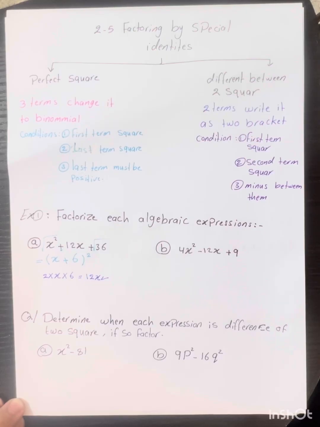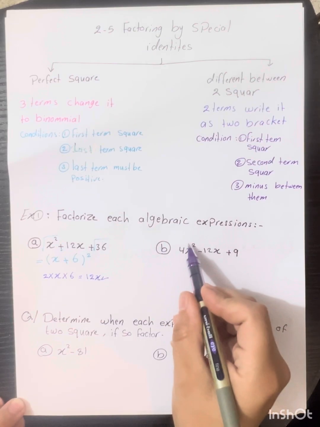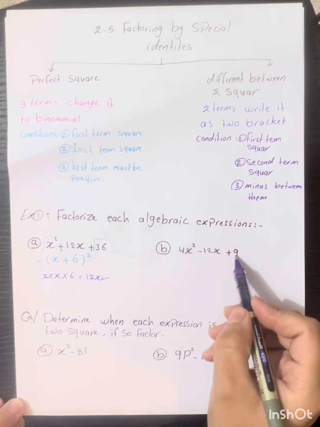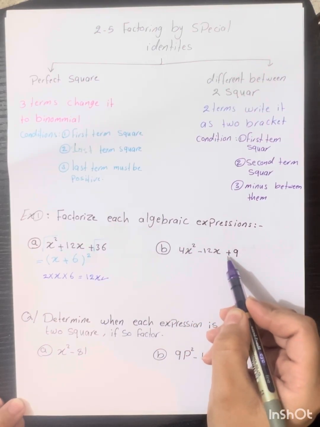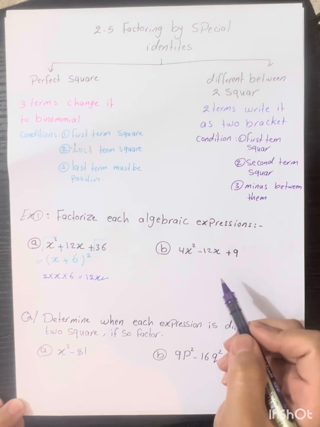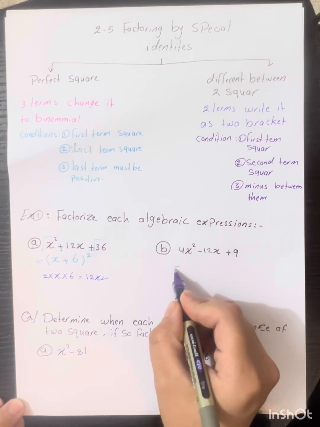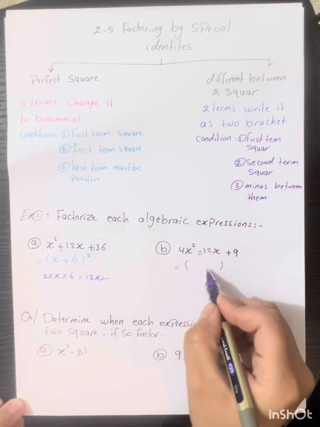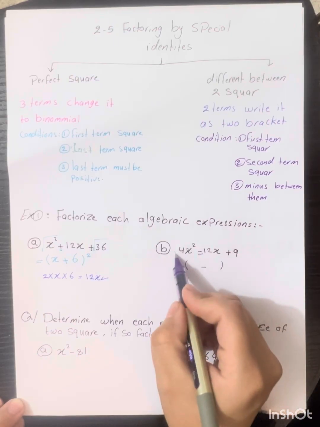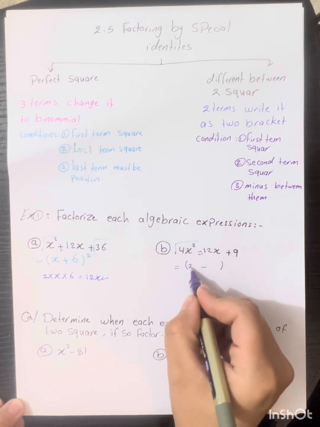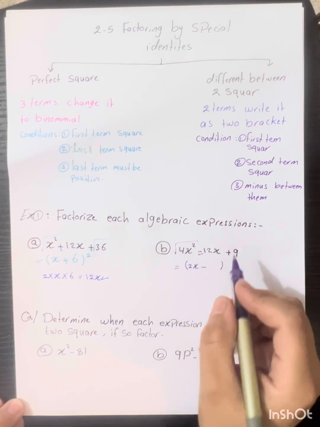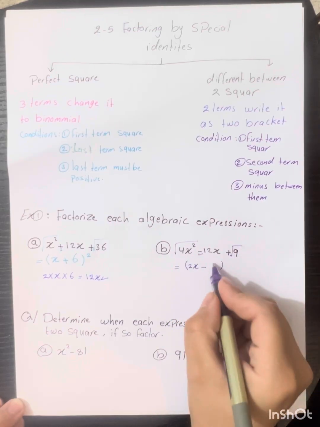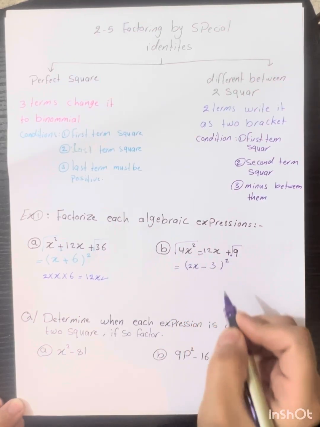The second question: the first term is square, the last term is square, and also it's positive, so we can change it to a binomial. Equal sign, bracket, the middle sign will be negative. The square root for the first term will be 2x. The square root for the last term is 3. Then all to the power of 2.